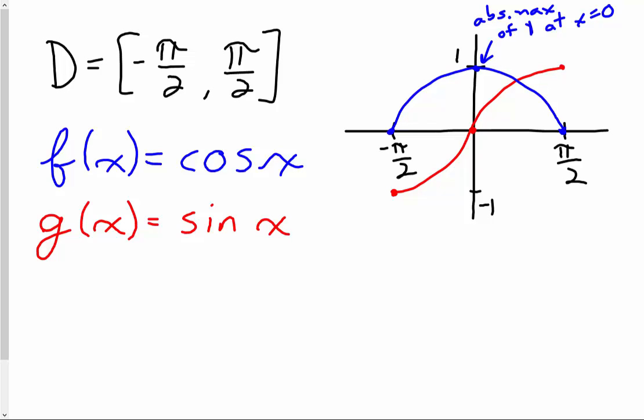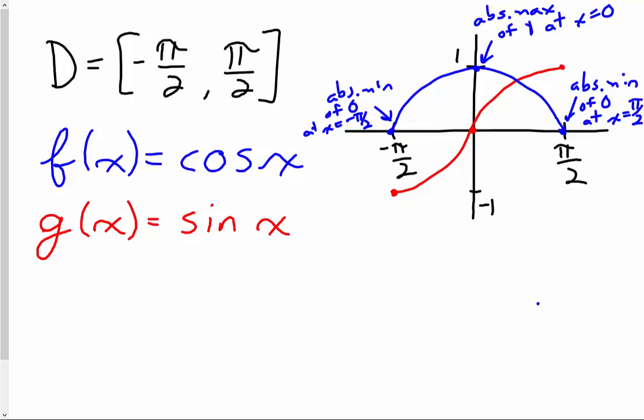I have an absolute minimum, and actually I have it in two different places. Over here, I have an absolute min of 0 at x equals pi over 2. But I also have that absolute min of 0 at x equals negative pi over 2. So I can have an absolute minimum occur at more than one place. They just have to be equal to each other.